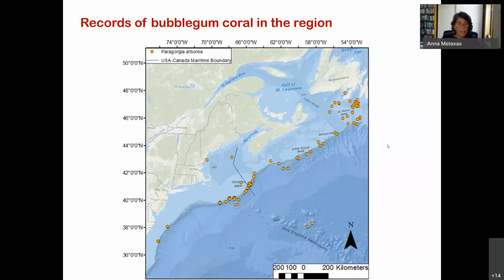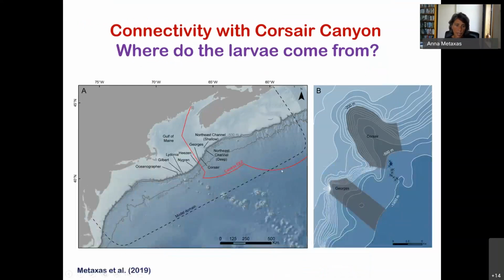So then a couple of years ago, a student and I decided to look at what is the connectivity. Okay, so that place is closed, but then what happens if it's a sink, right? So what you see here is a figure with all these orange dots indicating where we have locations of bubblegum coral. And so then what we did is we used this area as the model domain. Here's Corsair Canyon, and this is Georges Canyon right here. Northeast Channel is another closure. And so this is the boundary, right? This is our border with the US.